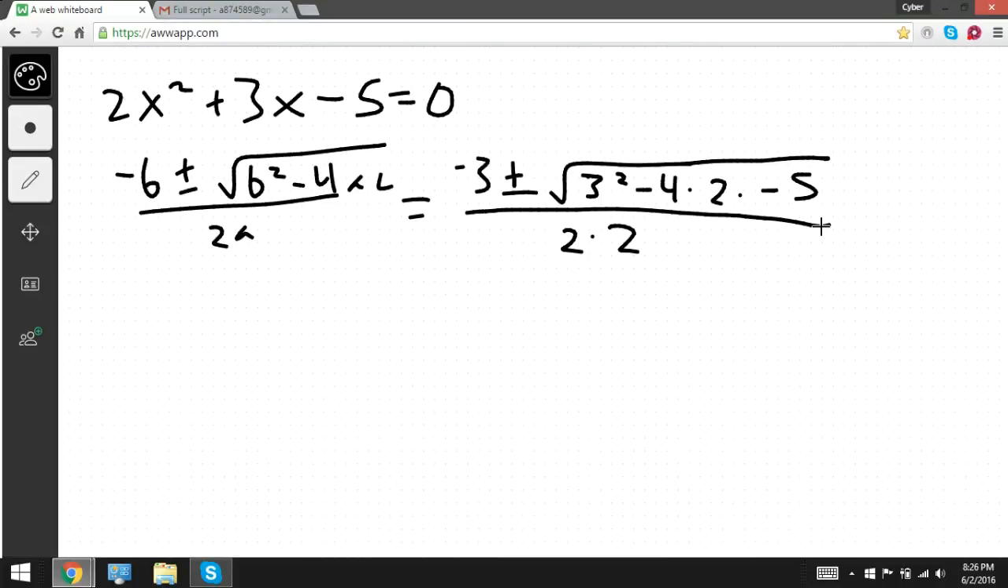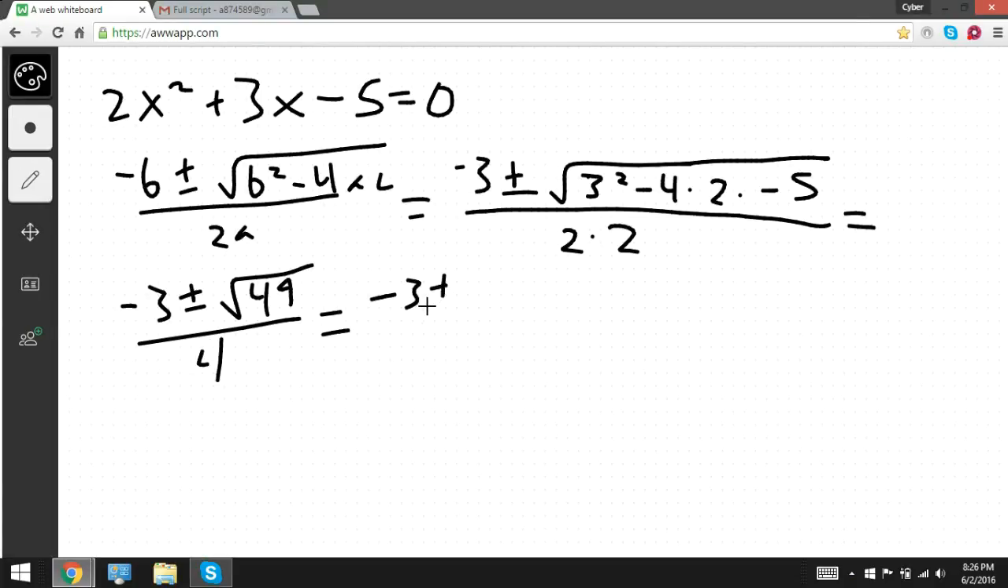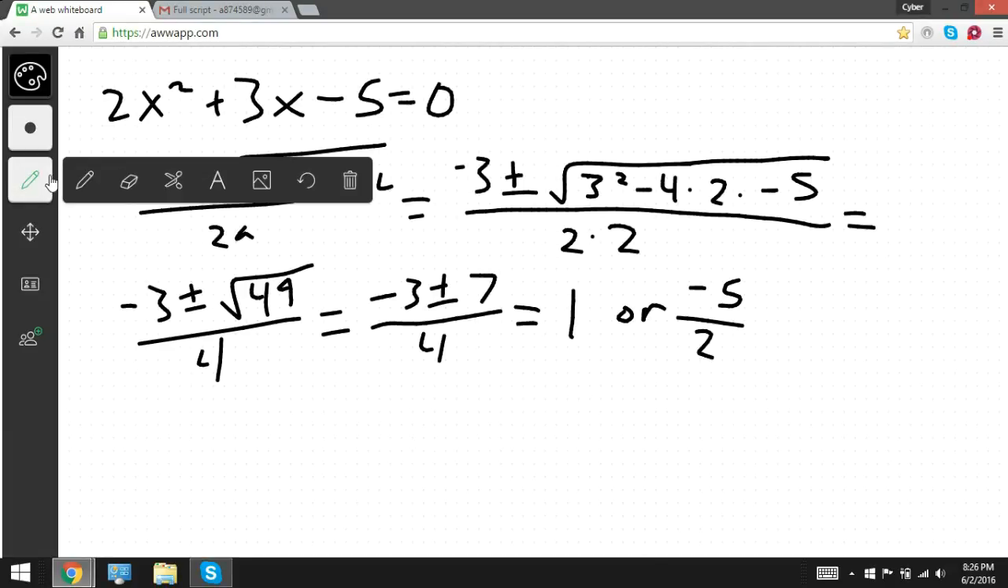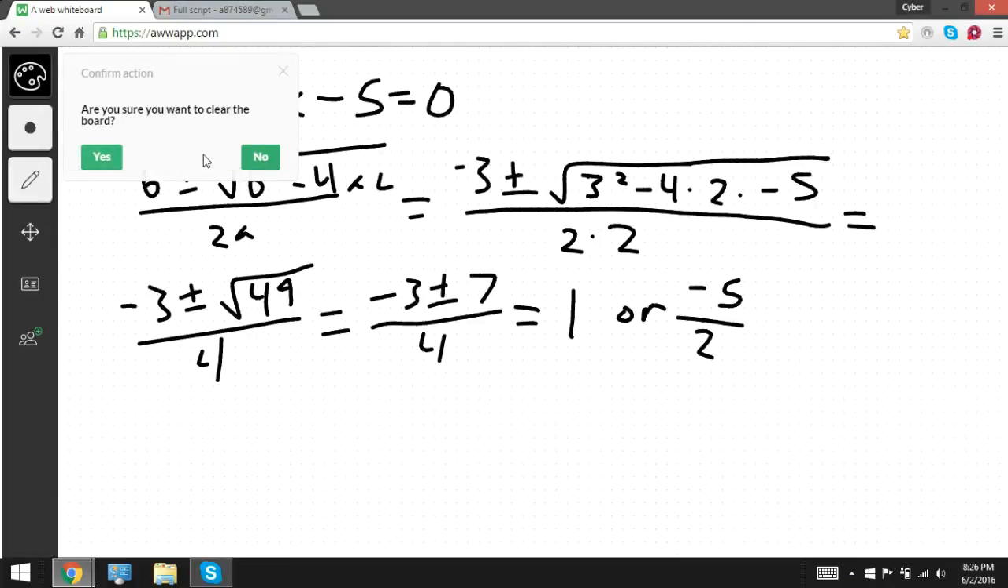Okay, so we just put all our numbers in, and then we simplify from here. -3 plus or minus the square root of 3 squared minus 4 times 2 times -5 simplifies to 49. 2 times 2 simplifies to 4. Then we get -3 plus or minus the square root of 49, which is 7. And then we have -3 plus 7 or -3 minus 7, all over 4. That simplifies to 1 or -5 halves. So, that was a quick run through.